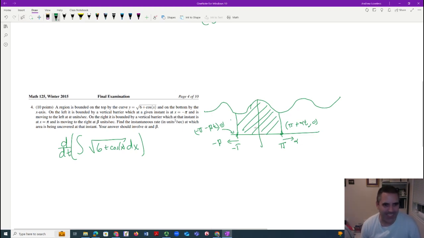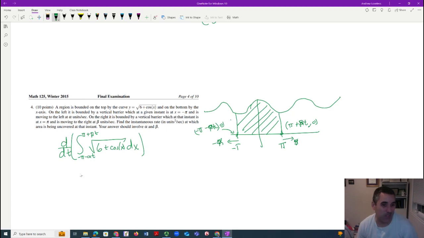Did I write alpha again? What is wrong with me? It's been a long day. This is beta. It's like I erased and wrote the same thing I'd already written. Apologies. Anyways, this is pi plus beta t. This is negative pi minus alpha t.